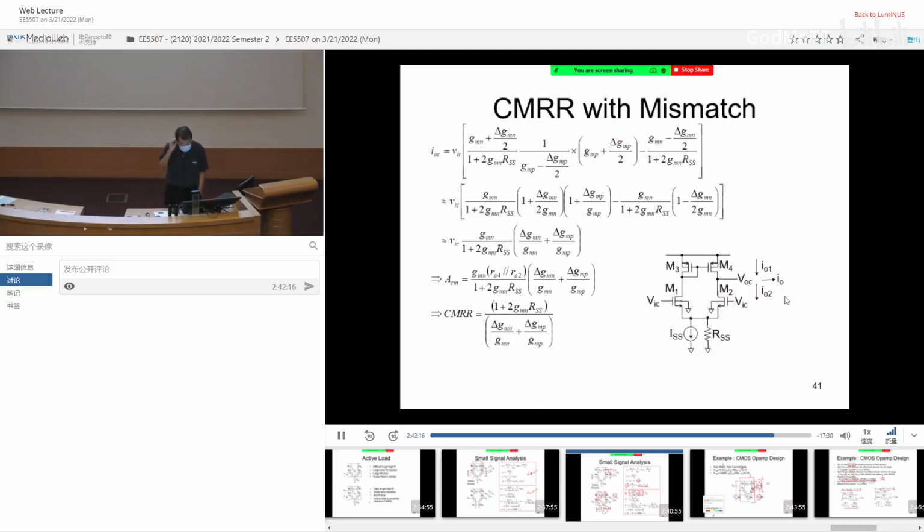So this is exactly what we are doing. You can see over here. The GM1, GM2 is GMN, NMOS. So I use the following. The GM3, GM4 is GMP, PMOS. So I use the following. After some manipulation, you end up having the following. The common mode gain becomes this guy, and this is the common mode rejection ratio. Okay, you can see how it depends on the mismatch of the NMOS and the PMOS.